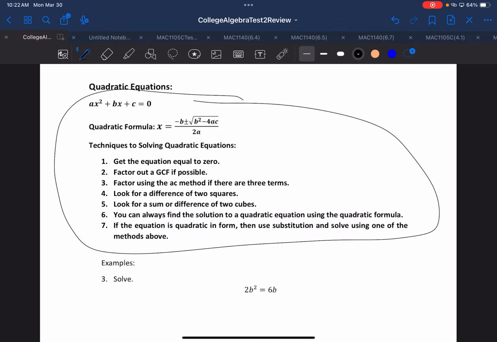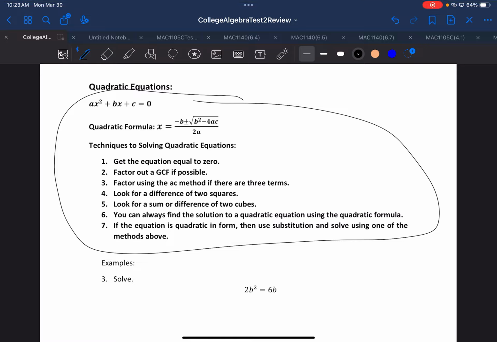And then the other techniques there, I have get the equation equal to 0 on one side, and then factor out a GCF if possible. And after you do that, if you still have 3 terms, you want to factor using the AC method, which is multiplying A by C, finding 2 numbers that multiply to give you A times C. And you could even put those steps on your flashcard if you want to. Just can't do an example.